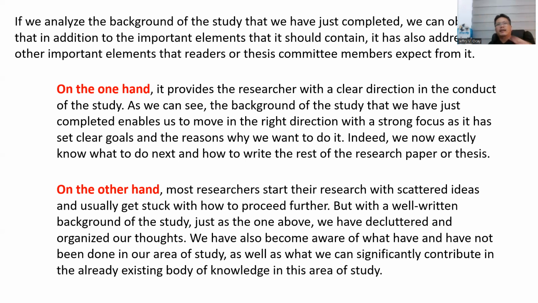The head, the body, the tail. In the head, you need to articulate the research goal, the problem, and the thesis statement. And in the body, you need to provide the concrete proofs to the huge claim that we articulated in the opening paragraphs, or in the head, and then in the tail, we rehash what we articulated in the opening paragraphs. So it's very logical and clear. We have also become aware of what has and has not been done in our area of study, as well as what we can significantly contribute to the already existing body of knowledge in this study.